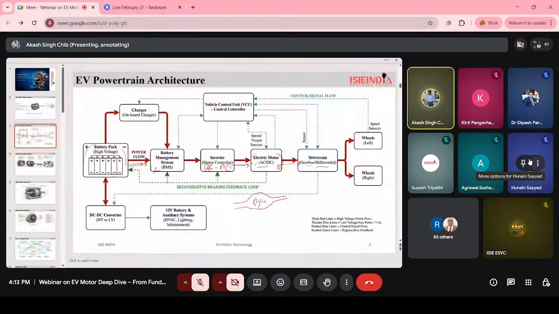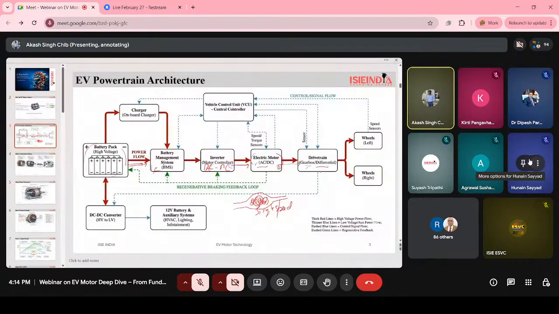Here is the gearbox, basically the mechanism inside this differential. But in EVs we have a very simple architecture, so we use only a single speed gearbox. Then it comes to the drivetrain. This is our drivetrain. Then finally power reaches the wheel.